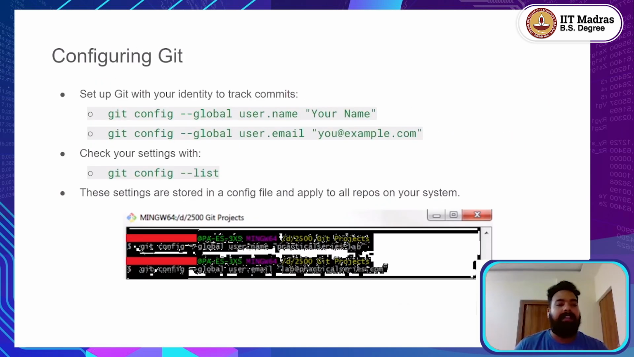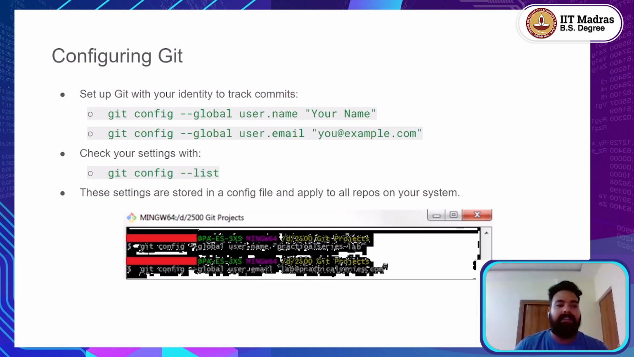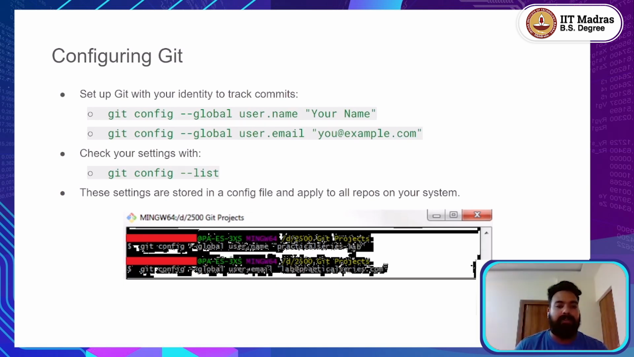After understanding these local operations, it is also important to learn how to configure Git with your identity. This is done with two simple commands. First, you set your username with git config --global user.name, followed by your name in quotes.